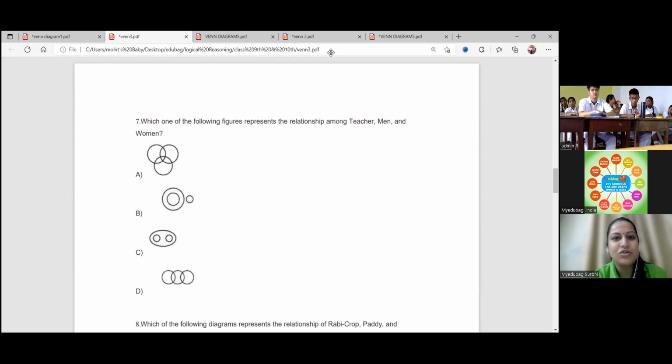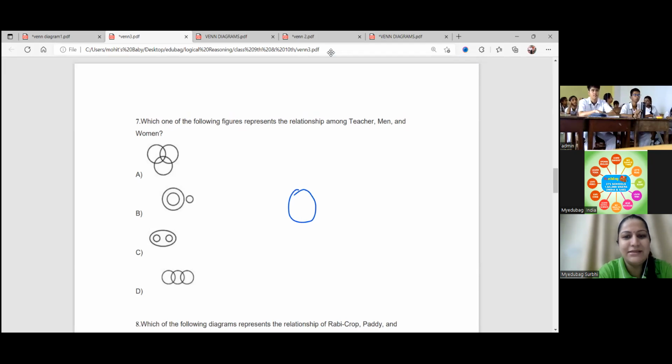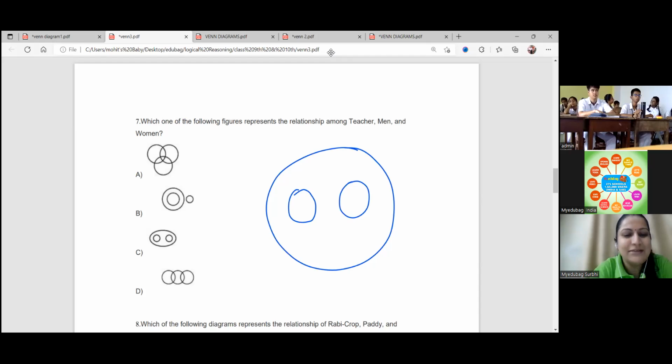Which of the following figures represents the relationship among teacher, men and women? Third one. Okay. Any other? A. No. A. Ma'am, A. These are the men. These are the women. And they can also be teachers. Correct? So this will be C. There is no relationship between a man and a woman. Okay, so both in a different Venn diagram. Clear? Okay. This was all for today.